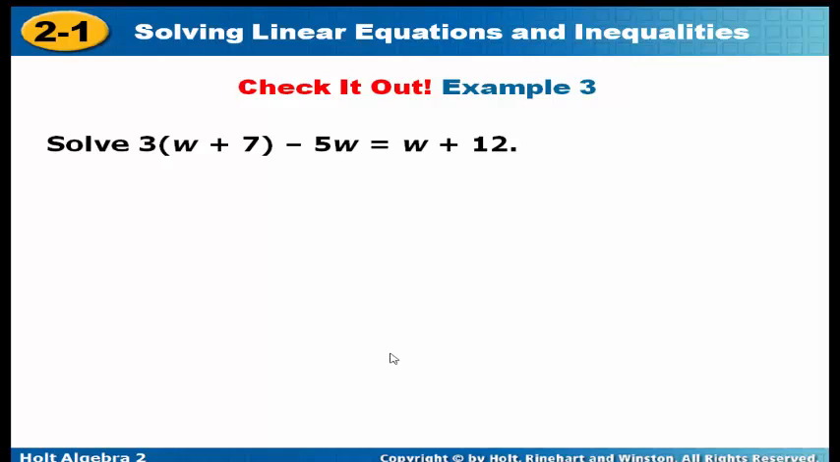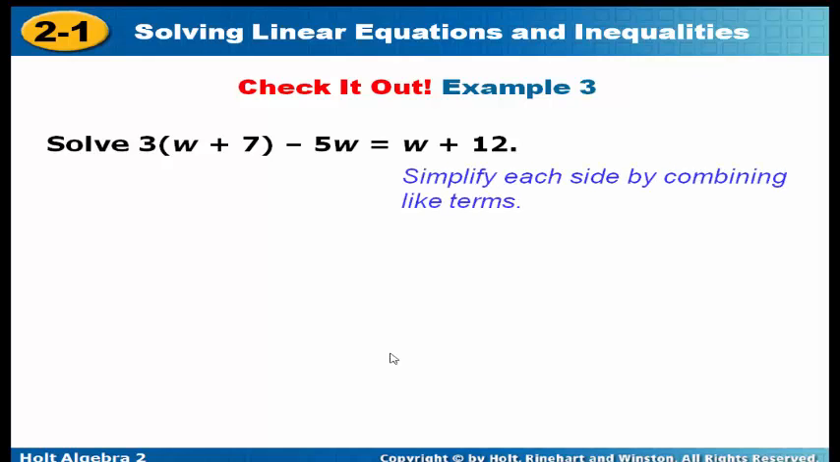3 times w plus 7 minus 5w equals w plus 12. Simplify each side by combining like terms. So 3 times w equals 3w, 3 times 7 equals 21. So we have 3w minus 5w equals negative 2w plus 21.